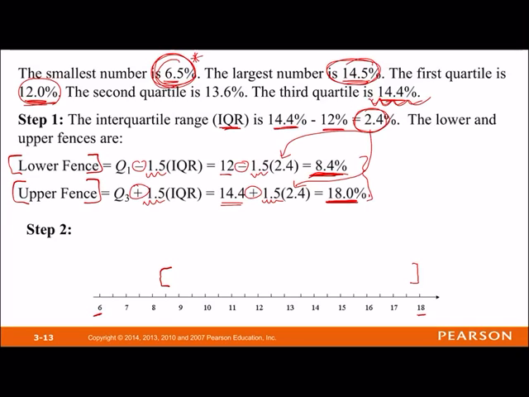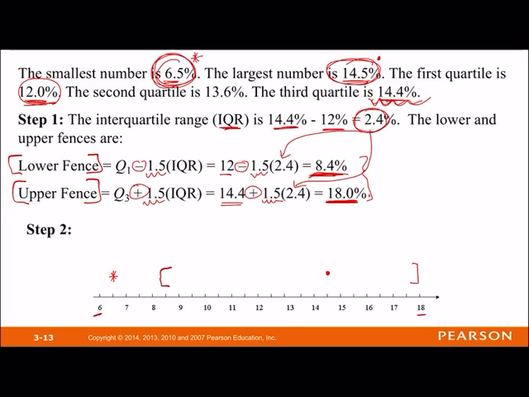So above 6.5 on the box and whisker plot that we're drawing, we're going to draw an asterisk above 6.5. That asterisk is my outlier. Now, normally the lowest value and largest value get dots over them. Let's do the dot for the largest number, 14.5. I'm going to put a dot above it.